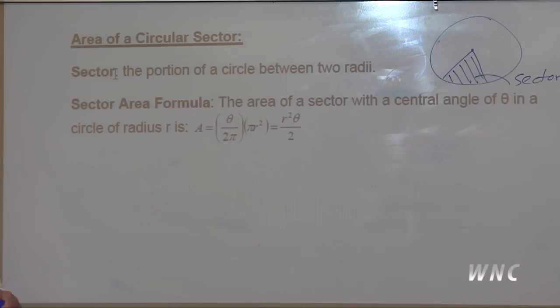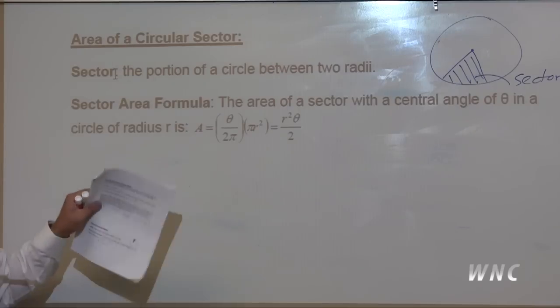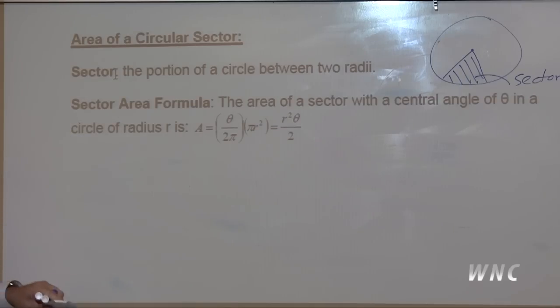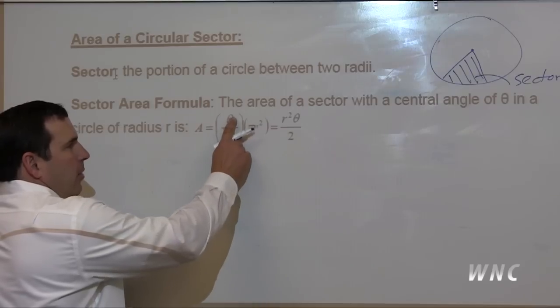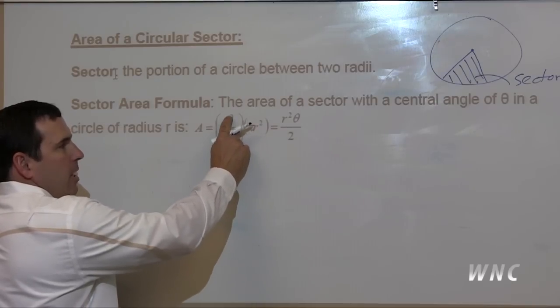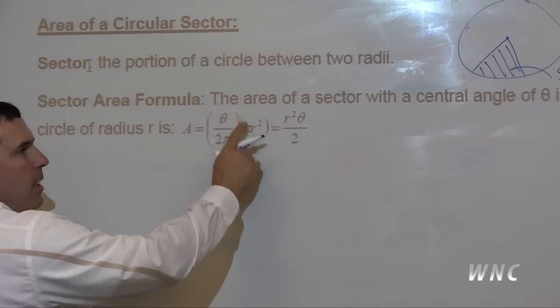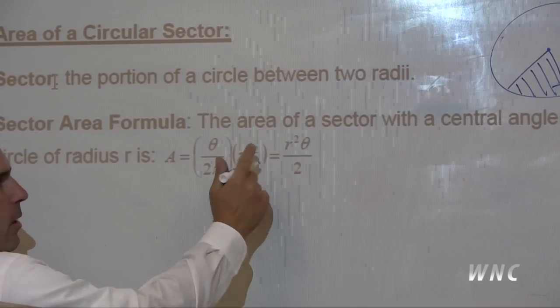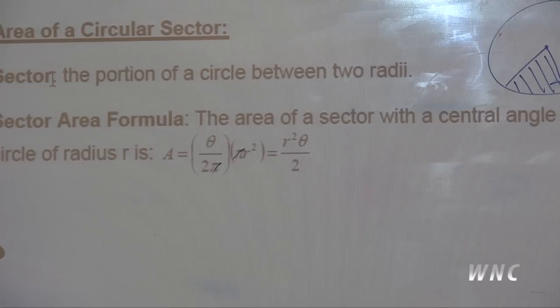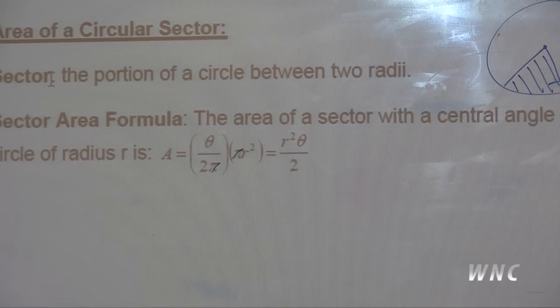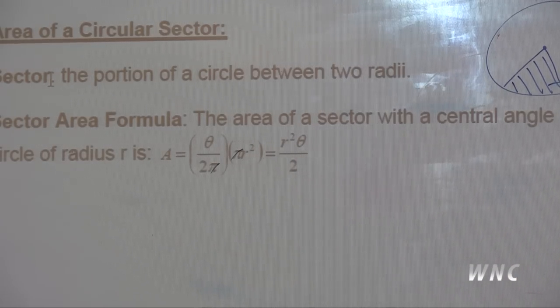So, sector area formula, it's really not as bad as you might think. The area of a sector with a central angle of theta, in a circle of radius r, is theta over 2 pi. So theta is the part of the circle we're talking about, 2 pi is the entire circle. So we're talking about the portion of the circle that we're dealing with times pi r squared. Well, the pi's cancel, and you're left with r squared theta over 2. So that would be the area of a sector. And that's where theta is in radians.